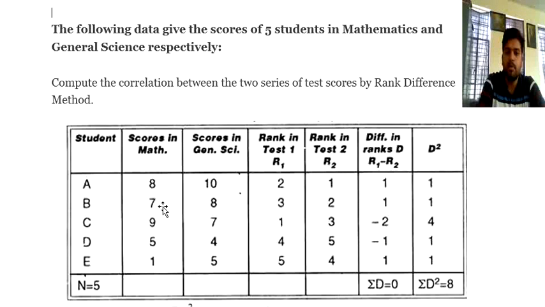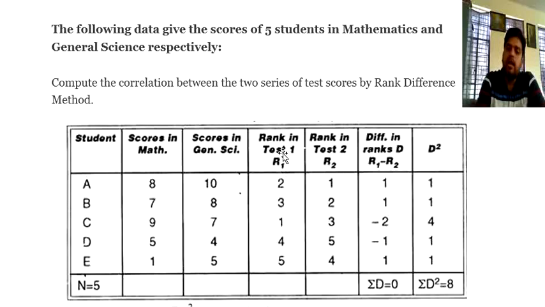So what is the correlation among these two values? Is there any correlation or is there no correlation? Scores in math and scores in general science have been given. So now it's very easy. How it is easy, you will see right now. There are 5 students A, B, C, D, E. For these 5 students, the score in math and the score in general science have been given.